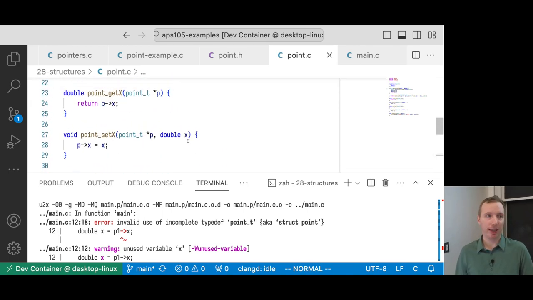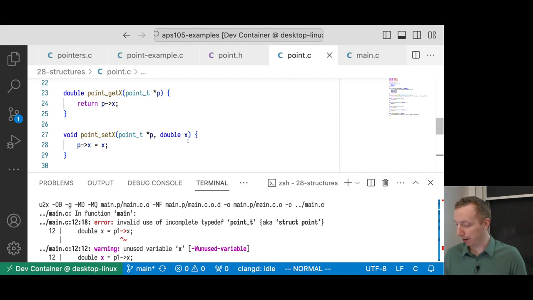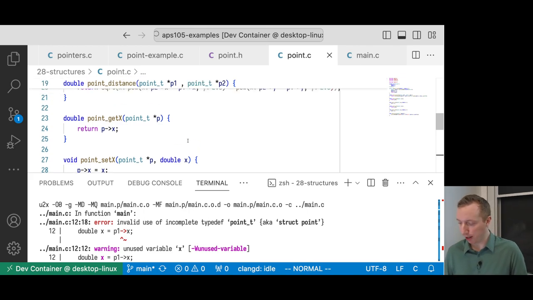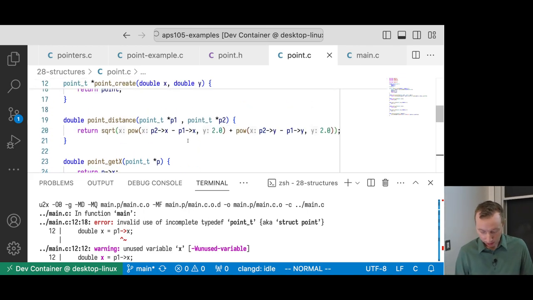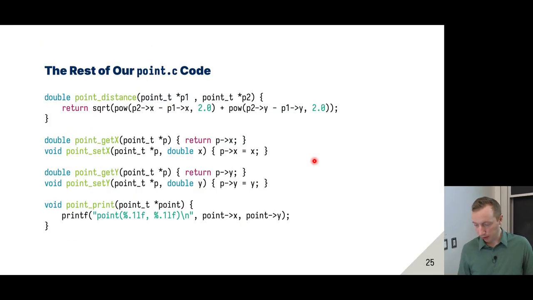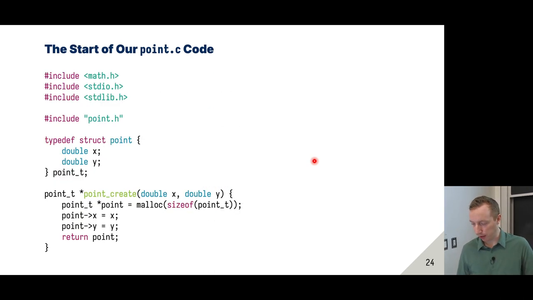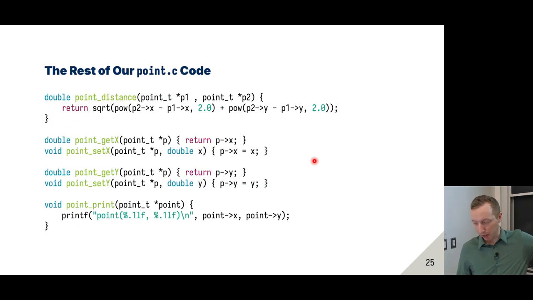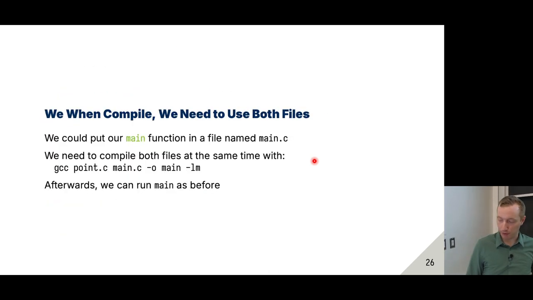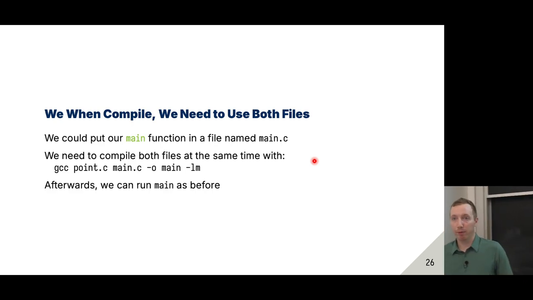Cool, this is how people actually mostly use structs and write programs so that they are logically separated in files, and it's much harder to screw things up. So here's just the code so you have it in the slides. That was the start of point.h or point.c, that was the rest of it, and then the rest of it. The only other step we need to do here is when we compile, we need to tell the compiler about both files. So it needs to compile them both together so that we have all of our code.